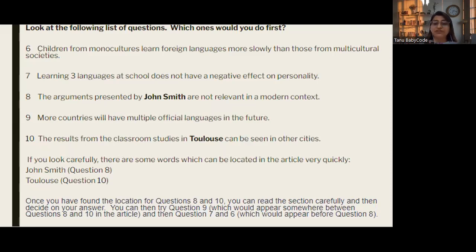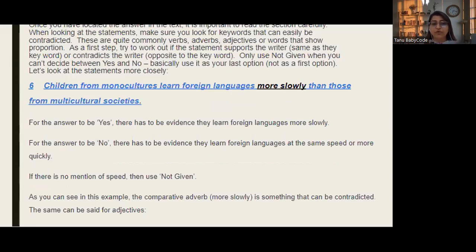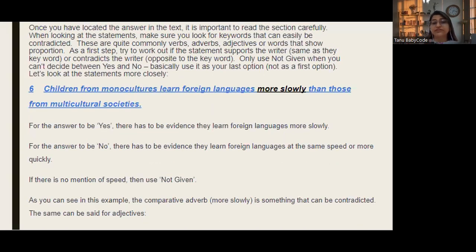You can then try question number 9, which would appear somewhere between 8 and 10, right? And then you can find 7 and 6, which will appear before question number 8. So always start with this strategy, whether it is your true false not given or yes no not given questions. Moving forward, once you have located the answer in the text, it is very important that you read the section very carefully.